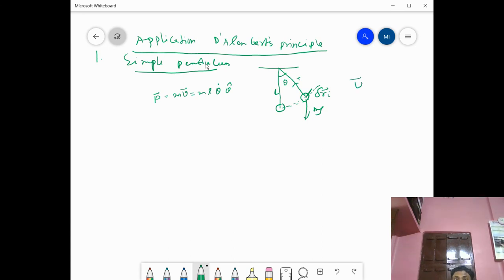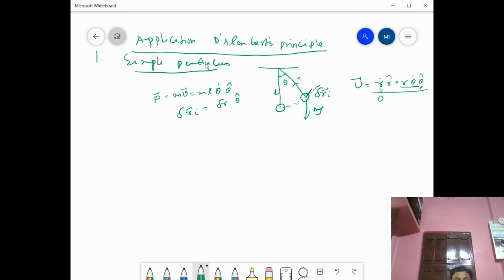You know, velocity in polar coordinates is r dot r cap plus r theta dot theta cap, right? But now in this case, r dot will be 0 because r is constant, equal to L. So this will be r theta dot, where r is replaced by L. So L theta dot, and its direction will be theta cap. So now you can write that the displacement delta Ri will be equal to delta r into theta cap, right?